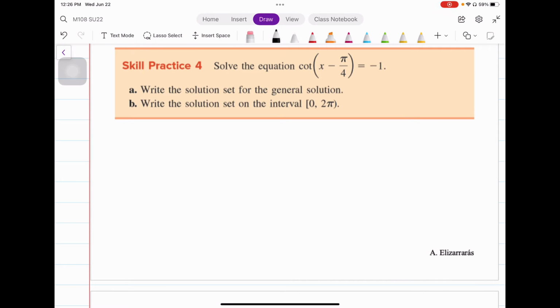We're solving cotangent of x minus pi over 4 equals negative 1. We have cotangent, which is cosine over sine. The inside of the function is not just x, it's x minus pi over 4. And we're solving for the general solution first so that we can then use that to guide us into what the answer is on the interval. Let's first look at cosine over sine to figure out when that is negative 1. I don't have anything to isolate. Cotangent is already isolated.